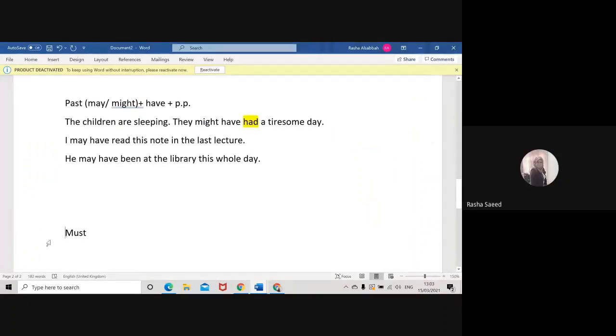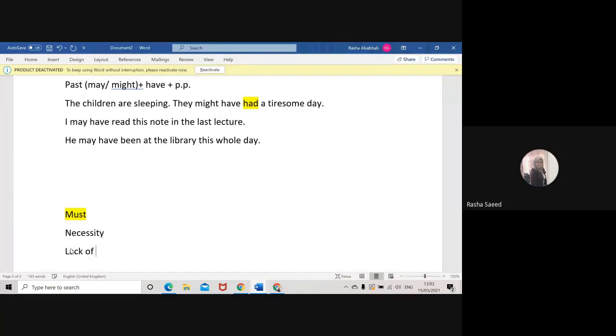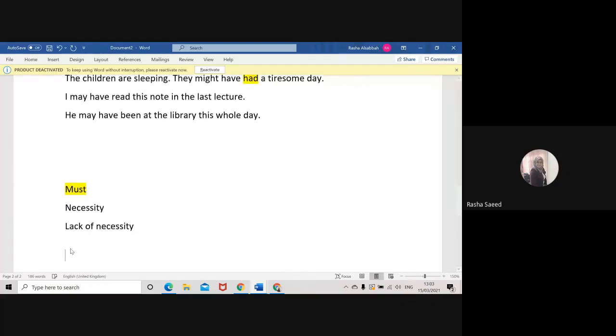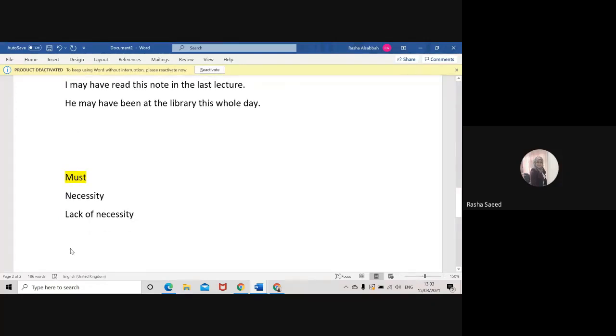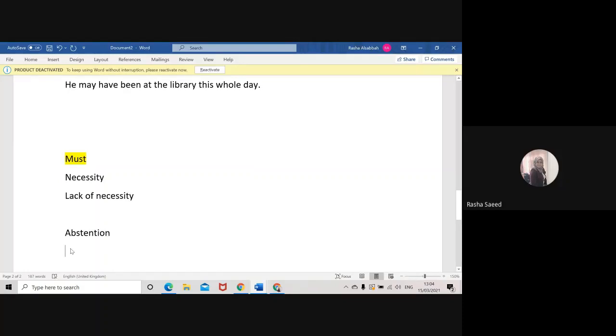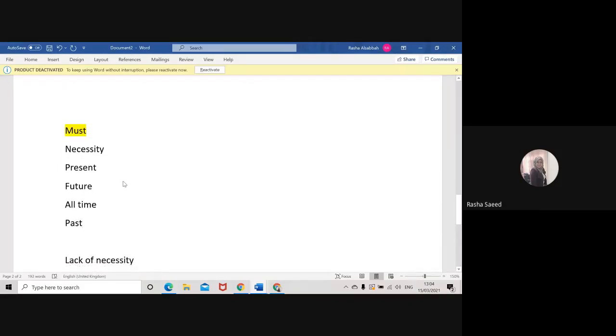Must referring to necessity, lack of necessity. Must referring to abstention, and must referring to deduction. This is how we memorize the meanings expressed by each modal verb. Necessity, we said that necessity can refer to the present time, future, all time, and past. And now we give examples.